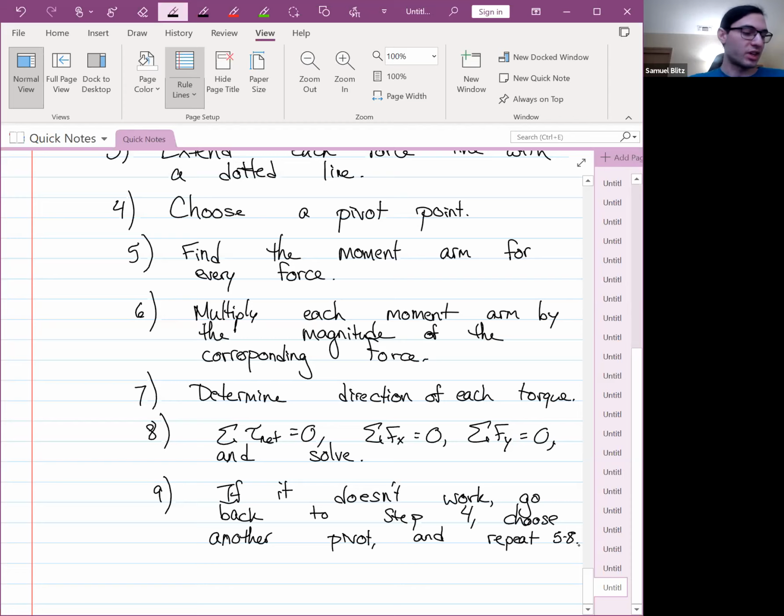It's these 9 steps-ish. Now, just to be clear, sometimes if you choose a good pivot point, you can actually get away with not doing a few of these. If you choose a very good pivot point, sometimes you don't even need to worry about those. Sometimes you can just use the torque, for example. But you'll learn how to actually choose good pivot points just with practice.